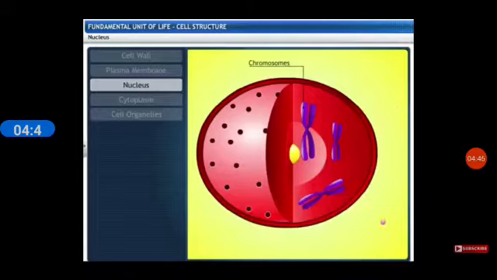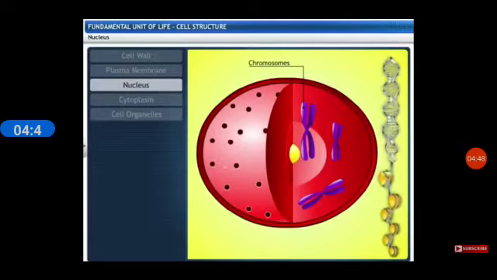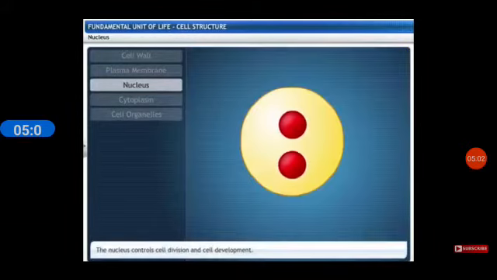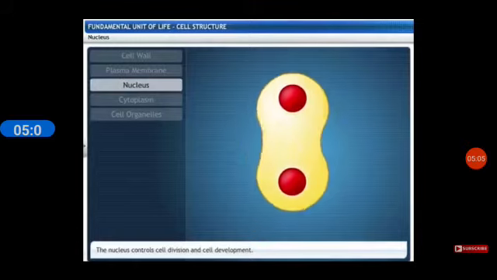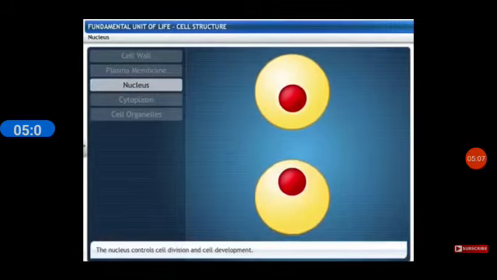Chromosomes contain hereditary information and are composed of deoxyribonucleic acid or DNA and proteins. Functional segments of DNA are called genes. The nucleus plays a major role in cell division. It also controls cell development.